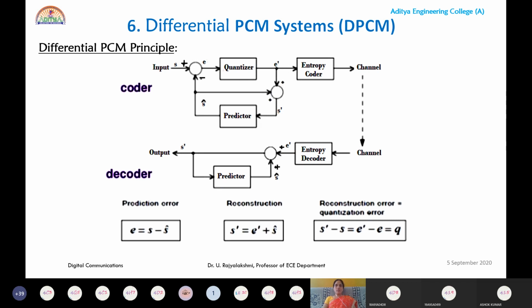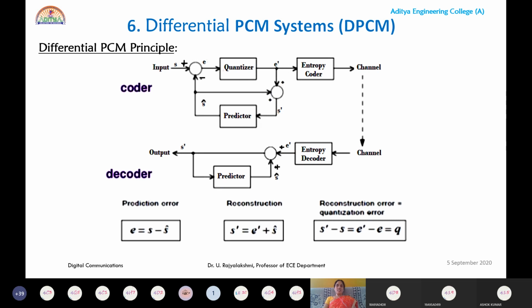So what is the reconstruction principle? Already I defined the reconstruction in the last slide. We represented the reconstruction formula of the receiving section in the receiver as XQ of nTs. Here it is the signal component. So S dash is equal to past sample data plus quantized error output E dash. That is the reconstruction principle. What is the prediction principle? E is equal to S minus S cap, that is the prediction error. What is the reconstruction principle? S dash, the prediction filter input, is equal to quantized error output E dash plus S cap.